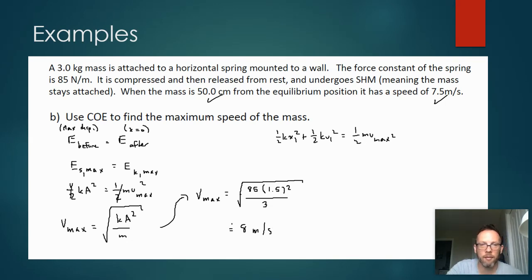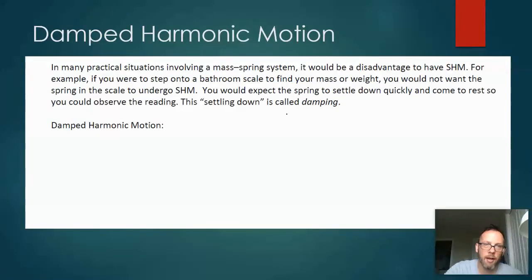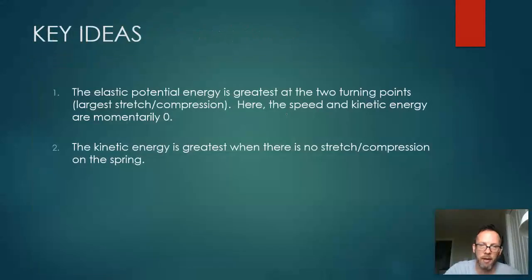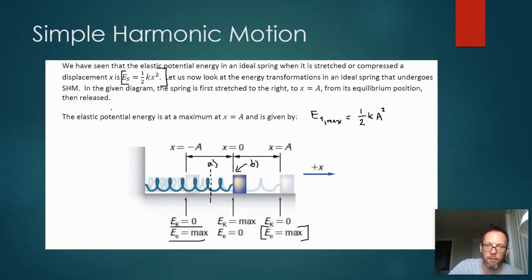So just a second example using conservation of energy. That's what you guys should be expected to do, is apply conservation of energy to mass on a spring. And this diagram really encapsulates those key ideas. At max stretch or compression, the stored potential energy is a maximum and the EK is 0. But when there's no stretch and the speed is a maximum, EK is maxed out, spring energy is 0.